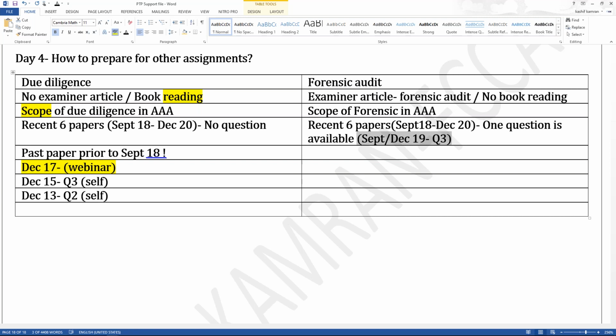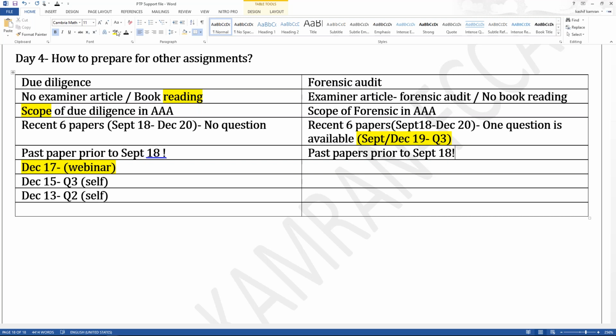So at least when you look at the recent six papers, you will find one paper on forensic. Is that clear? Even though forensic has come more than once from September 18 to December 20, the only published paper is September, December 19, which you can look for. So is there a need to go to the old papers? Yes, because one paper is insufficient when you're preparing yourself for March exams. So you have to take a reverse approach. You have to do the past papers prior to September 18.